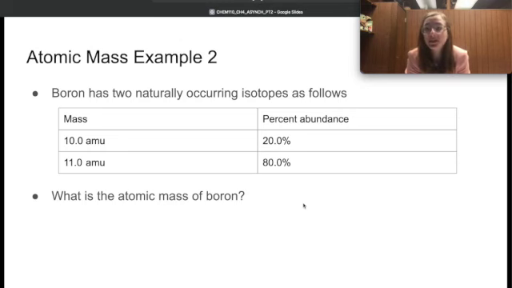Another example here as well. It's going to be relatively close to the first one in concept. So here we have boron, which has two naturally occurring isotopes as follows. And now we're going to go ahead and find the atomic mass of boron.